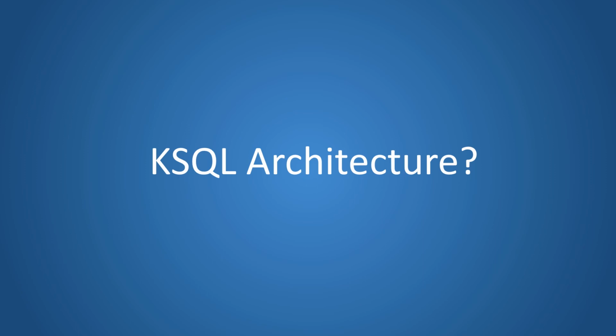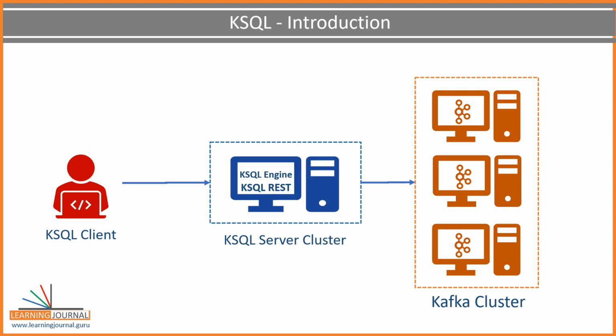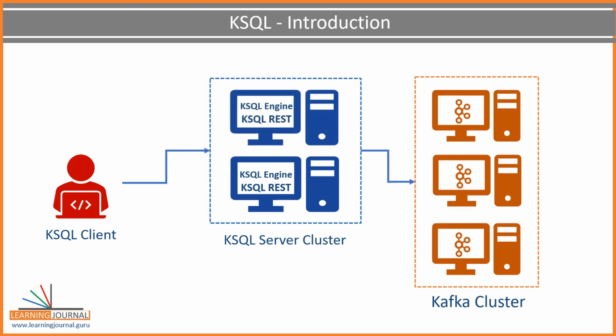Then let's look at the KSQL architecture. How does it work? The KSQL comes with three components: KSQL engine, REST interface, and KSQL CLI. The KSQL engine and the REST interface together form the KSQL server. The KSQL server can be deployed in one of the available modes, interactive mode and headless mode. You can also deploy multiple KSQL servers to form a scalable KSQL cluster. However, all servers that run in a cluster must use the same deployment mode.